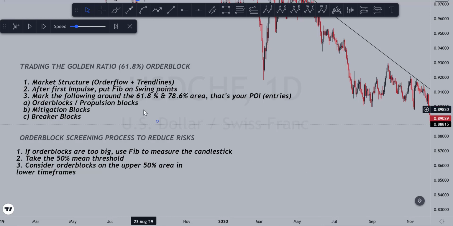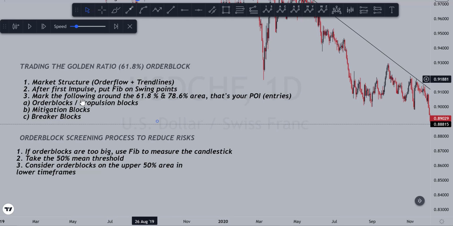What we would want to do is to identify our market structure. How are we going to identify market structure? We are going to look at order flow, and we're going to use trend lines to see the points of market breaks, the points of market shifts, so that you clearly follow and understand. We want to keep this as simple as possible. Remember, I promised you that this is going to be simple and powerful.